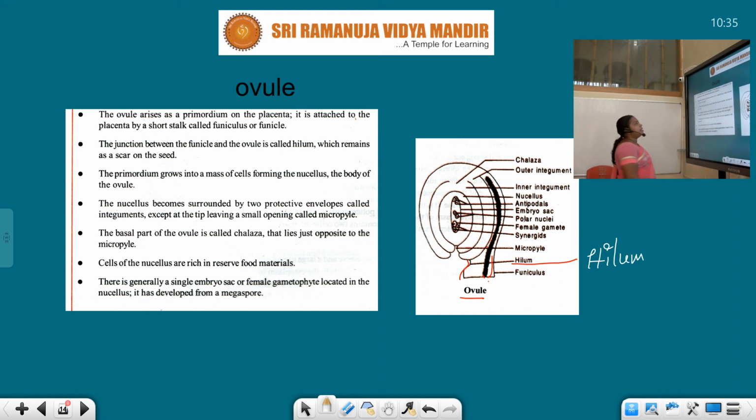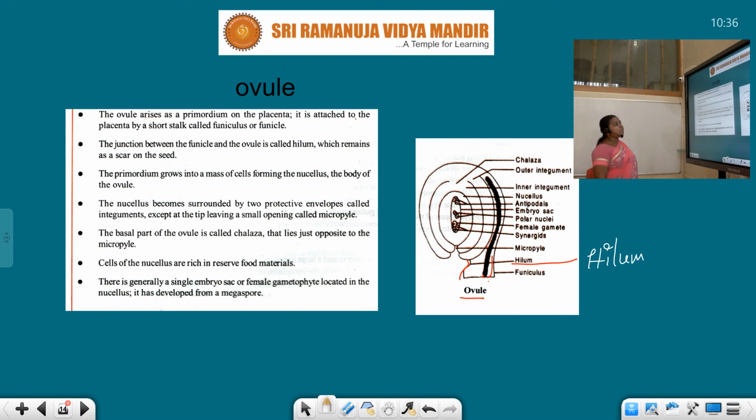Next, the hilum remains as a scar on the seed. So this hilum remains as a scar or a spot on the seed. The primordium grows into a mass of cells forming the nucellus, the body of the ovule. So this primordium develops into tissue known as, what is that? Nucellus, or body of the ovule. See students, this is the whole body of the ovule.